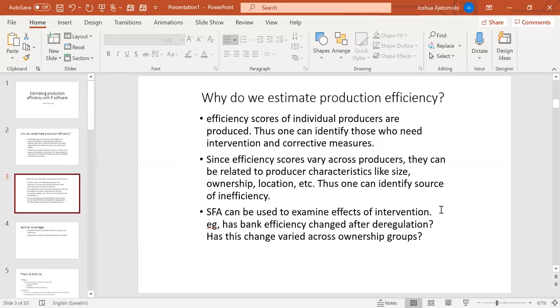So then, why do we estimate production efficiency? It's to calculate the efficiency scores of individual producers so that we can identify those who need intervention and corrective measures. Because efficiency scores always vary across producers, just as what we have discovered now in what we have just estimated. Stochastic frontier analysis can be used to examine the effect of intervention, such as bank efficiency change after regulation, as change varies across ownership, as well and so forth.